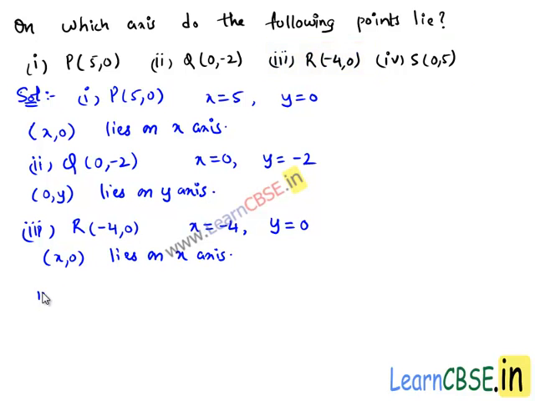Now let's see the fourth bit. Here the point S is given as (0, 5). The x coordinate is given as 0 and the y coordinate is given as 5. We know that any point on the y axis is of the form (0, y). Hence the point S (0, 5) lies on the y axis.